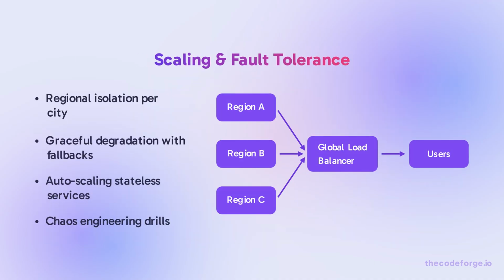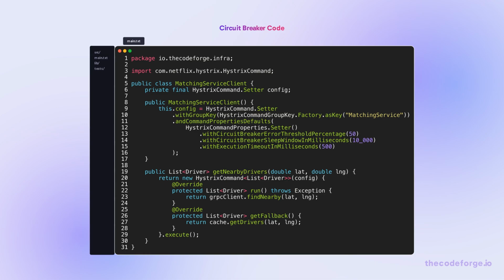Uber's system must survive data center failures and demand spikes. Key strategies include regional isolation, graceful degradation, auto-scaling, and regular chaos engineering drills. Circuit breakers protect downstream services. If the matching service errors exceed 50%, the circuit opens and a fallback returns cached driver data.